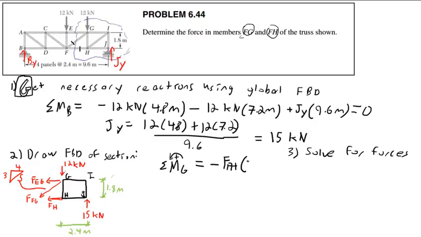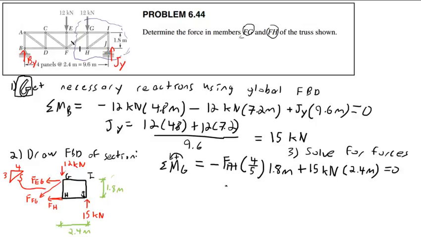Times 4 over 5 to get the x component of it, times a perpendicular distance of 1.8 meters. That's the moment generated by this. And then a positive moment plus 15 kilonewtons times a distance of 2.4 meters, like so, and then equals 0 because this is statics class.